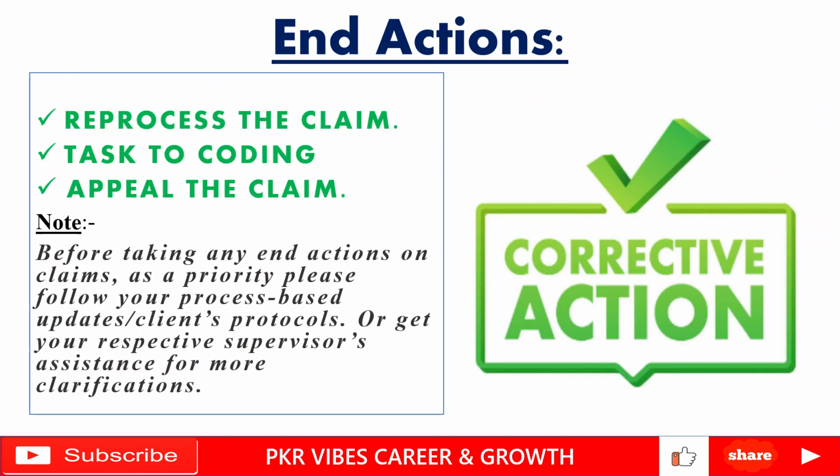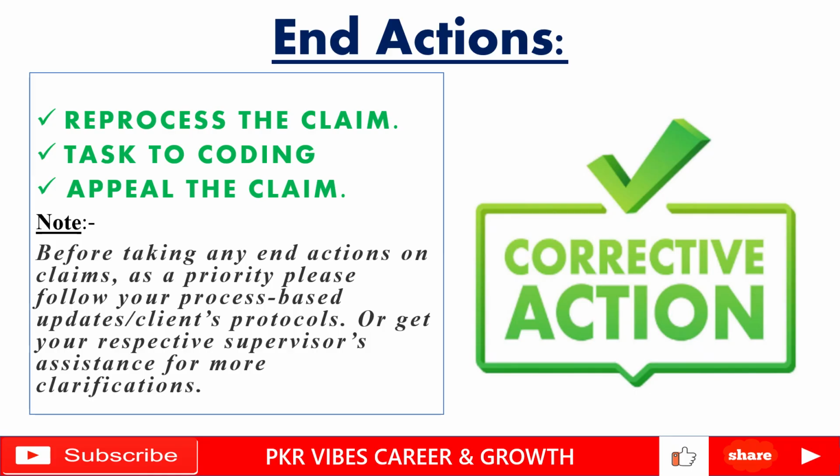Guys, now we are discussing the PR95 scenario end actions. Here the first end action is you should reprocess the claim. Whenever we get payments on a previous claim or future DOS, which is a similar kind of procedure, as an AR representative you should probe this information over the phone call and request the claim back for reprocess over the phone call itself. In that case, the PR95 scenario will go for reprocess the claim.